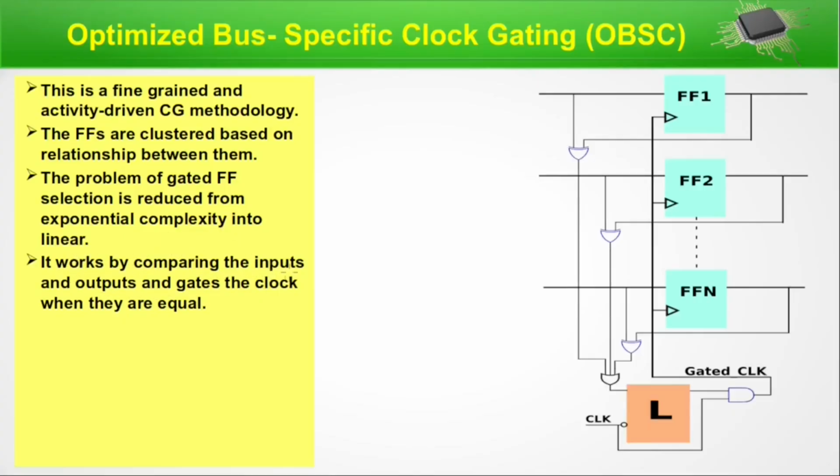It works by comparing the inputs and outputs, and gets the clock when they are not equal. When there is any change, then only that part will get activated. Here an OR gate is used. Even if one signal is 1, the output is 1. Suppose here it's 1, it's clock gated already, equal 0. Initially it was 0, here it's 0. So data has already been transferred from input to output. There is no new data to be transferred, so right now the clock signal is not present. So it's basically clock gated.